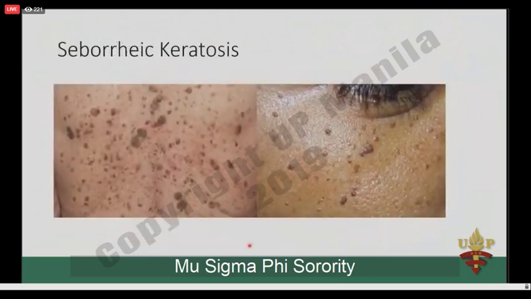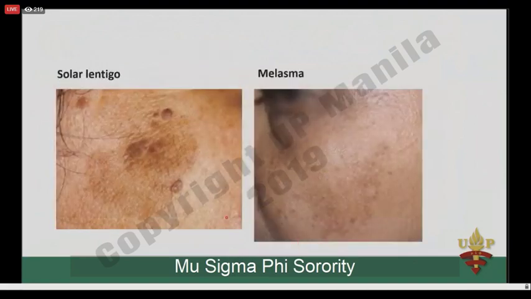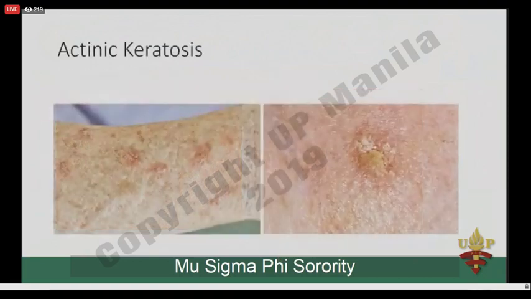Common benign skin tumors are seborrheic keratoses, which are brown papules found maybe even on the back or on the face. This is very common in people of skin color like us Filipinos. Discolorations of the skin, like solar lentigo or melasma, are found in the elderly. Malignant tumors like actinic keratosis occur especially in patients who have prolonged exposure to sunlight.